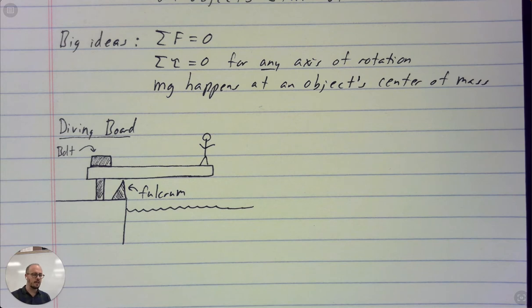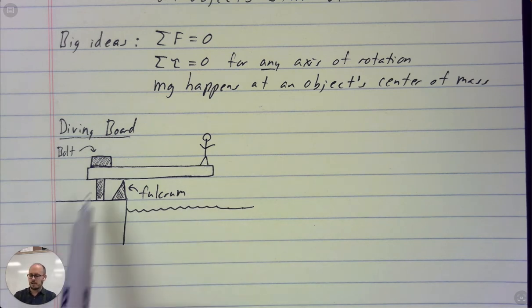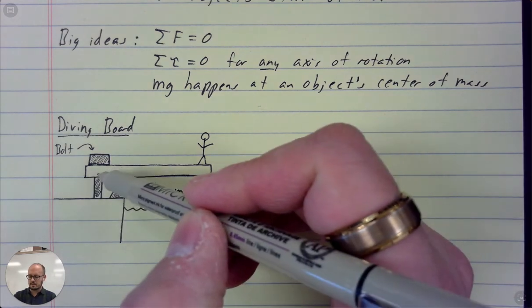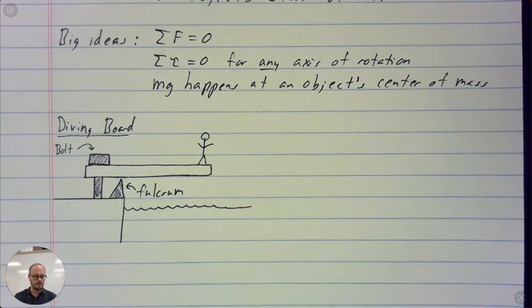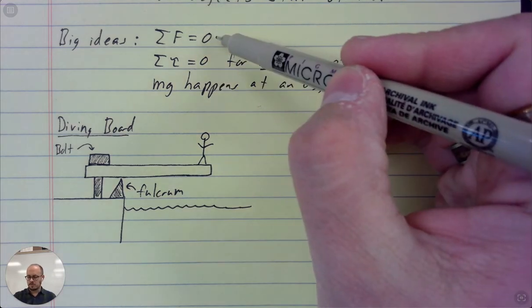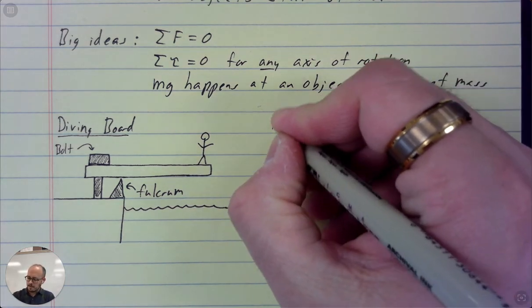And so you can kind of orient yourself if you think, well, if that bolt wasn't there, then the person would just collapse the diving board and they'd fall right into the water. But that bolt is preventing the diving board from rotating clockwise and sending that person into the water. So, there's no question associated with this problem. It's just an exercise in understanding how to work with the net force of zero and the net torque of zero. So the first step is to draw a free body diagram.